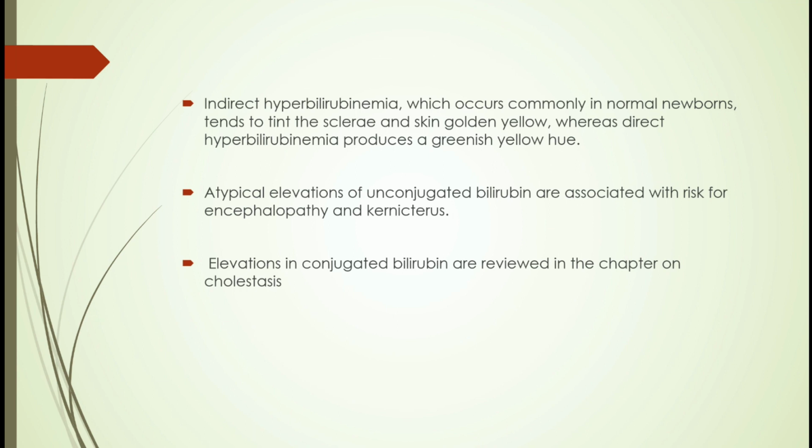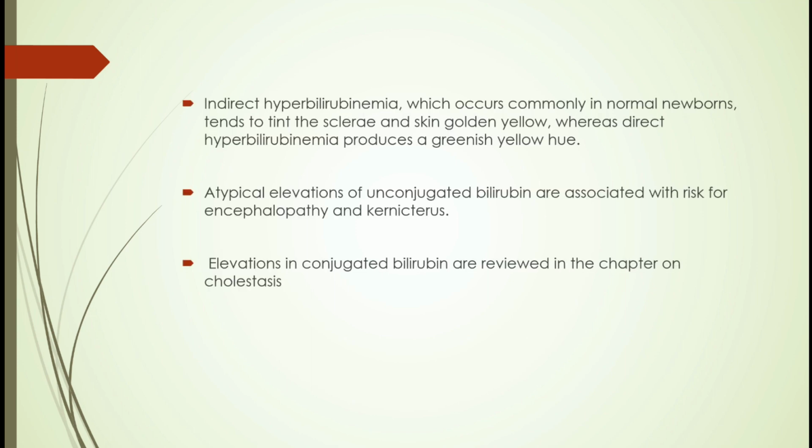So let me tell you a bit about indirect hyperbilirubinemia, which occurs commonly in normal newborns and tends to tint the sclera and skin golden yellow, whereas direct hyperbilirubinemia produces a greenish yellow hue. Atypical elevations of unconjugated bilirubin are associated with risk for encephalopathy and kernicterus. So why will we go for a lab evaluation? I will be discussing these things later in the pathological events of the GI tract, but we must go for a lab evaluation of a newborn presented to us with jaundice.